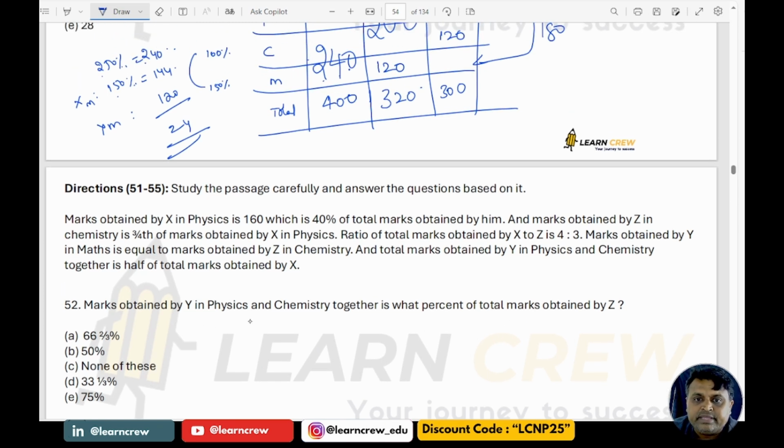Next, marks obtained by Y in physics and chemistry together is what percent of total marks obtained by Z? Marks obtained by Y in physics and chemistry together is 200. Total marks obtained by Z is 300. It is 2 by 3, which means 66 2 by 3 percent.